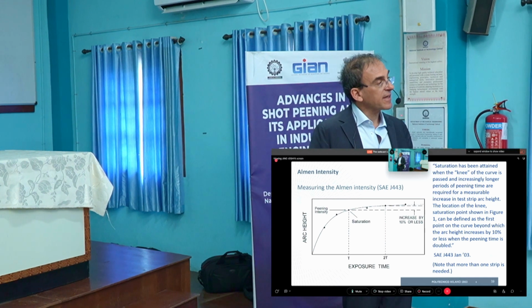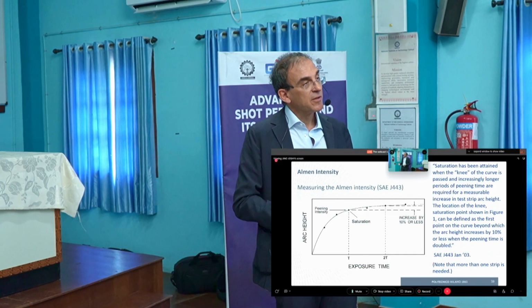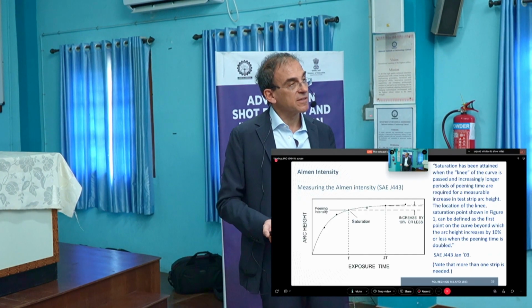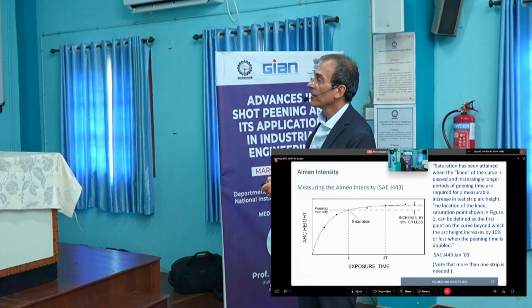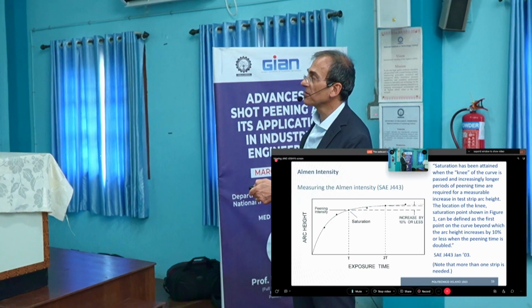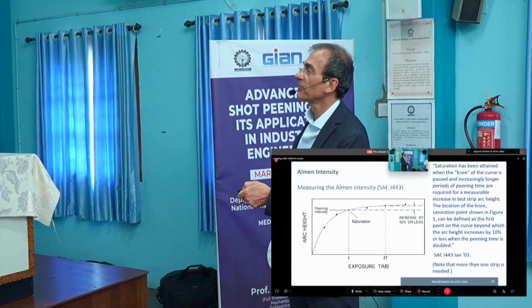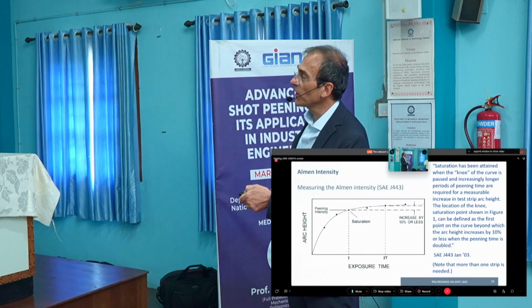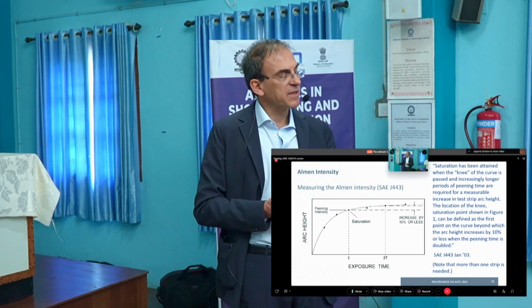It means that if we prolong the treatment again, nothing will change. We have saturated the strip. So we start from this point. We write, or put in the computer, the value. We double the time, another value. We compare the two values of the arc height, and if the increment is more than 10%, we must peen another strip.